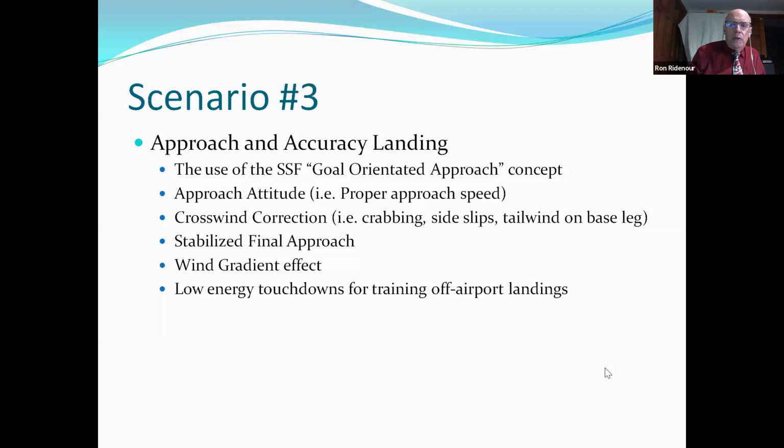It's basically, the goal is to land at a certain spot on the ground, whether it's a runway or an off-airport landing or whatever. Your ultimate goal is to land at that spot safely. And so how you get to that goal is kind of up to you.